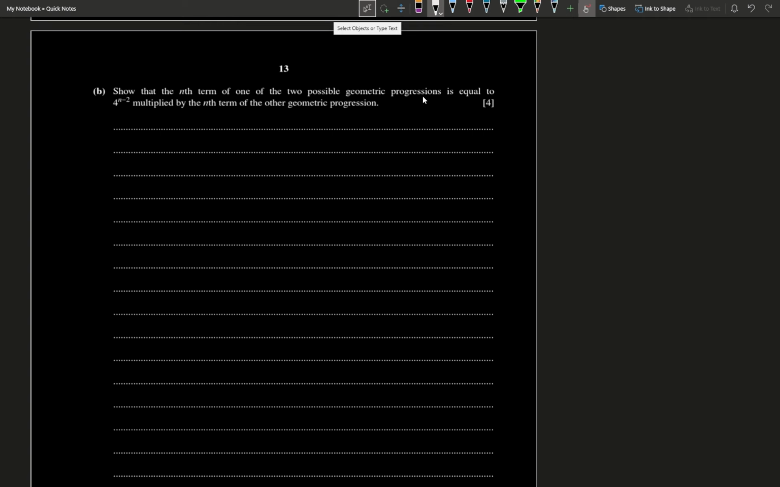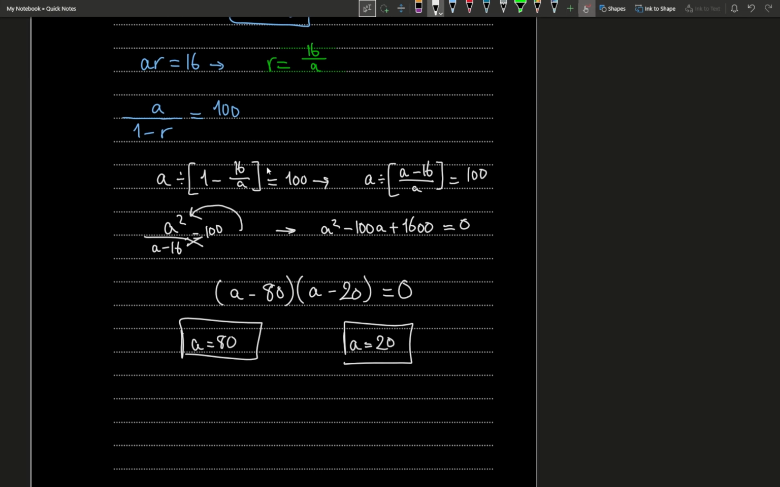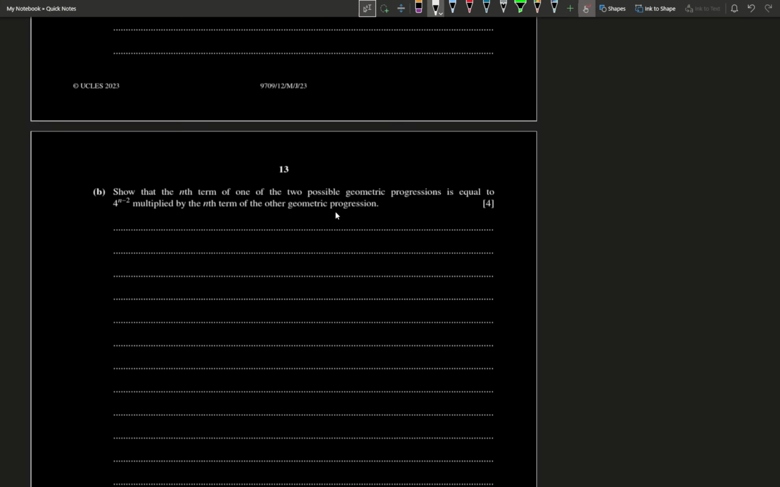Okay, for part B it says: show that the nth term of one of the two possible geometric progressions is equal to 4 raised to the power of n minus 2 multiplied by the nth term of the other geometric progression. First, let's find our two possible geometric progressions: one when A is equal to 20 and one when A is equal to 80.